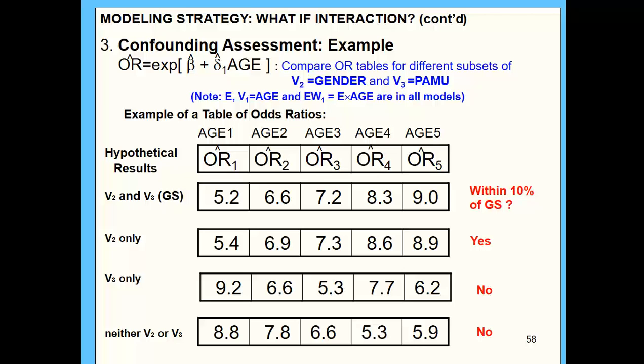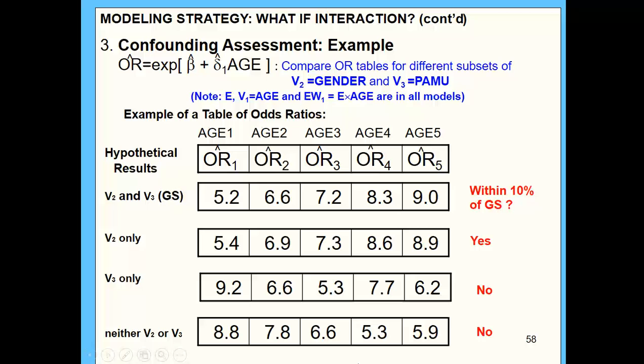But suppose when I controlled for gender and PAMU, when I left them in the model, then it's my gold standard model, because I have age and I have their product term. Suppose I chose 5 different values of age, and these were the odds ratios. Suppose if I dropped V3, which is PAMU, these were the odds ratios. Suppose if I drop V2, I leave V3 in there, these were the odds ratios. Suppose if I drop both, these were the odds ratios.